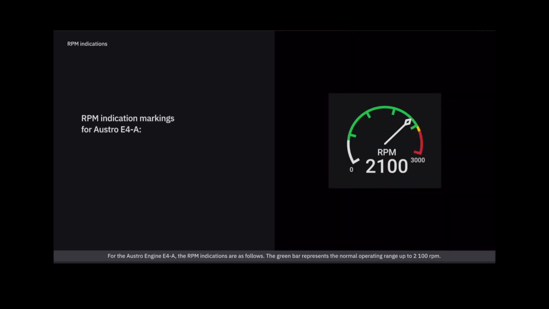For the Austro engine E4A, the RPM indications are as follows. The green bar represents the normal operating range up to 2100 RPM. The yellow bar represents the caution range of 2100 RPM to 2300 RPM. The red bar represents the prohibited range of above 2300 RPM.